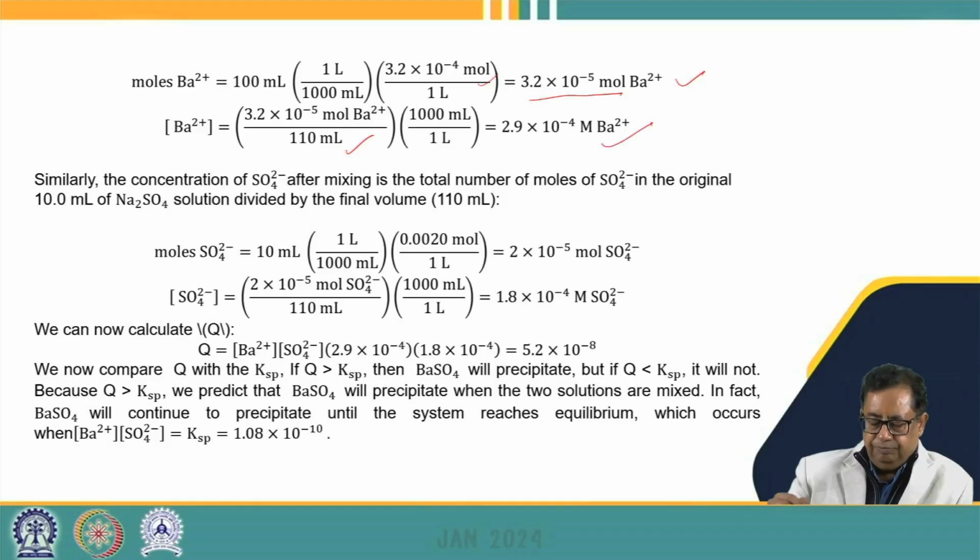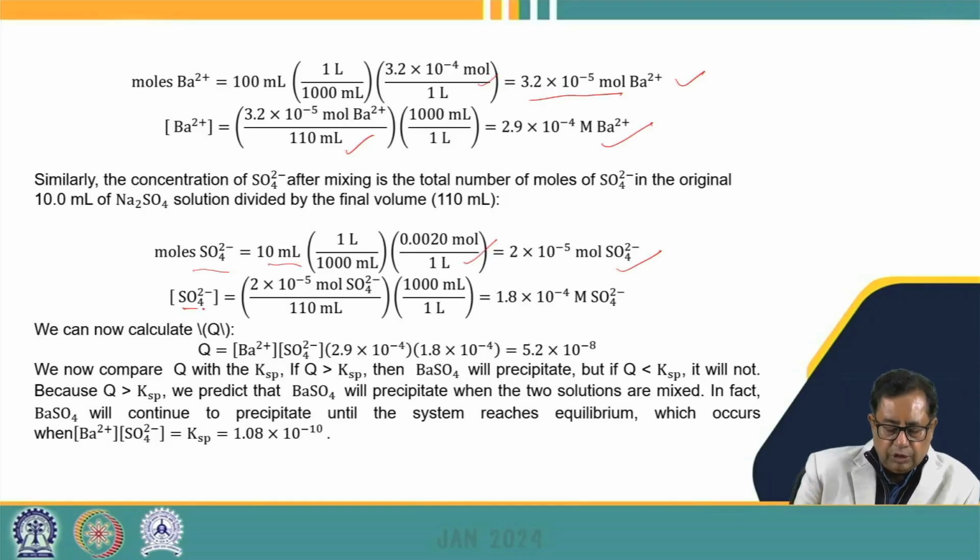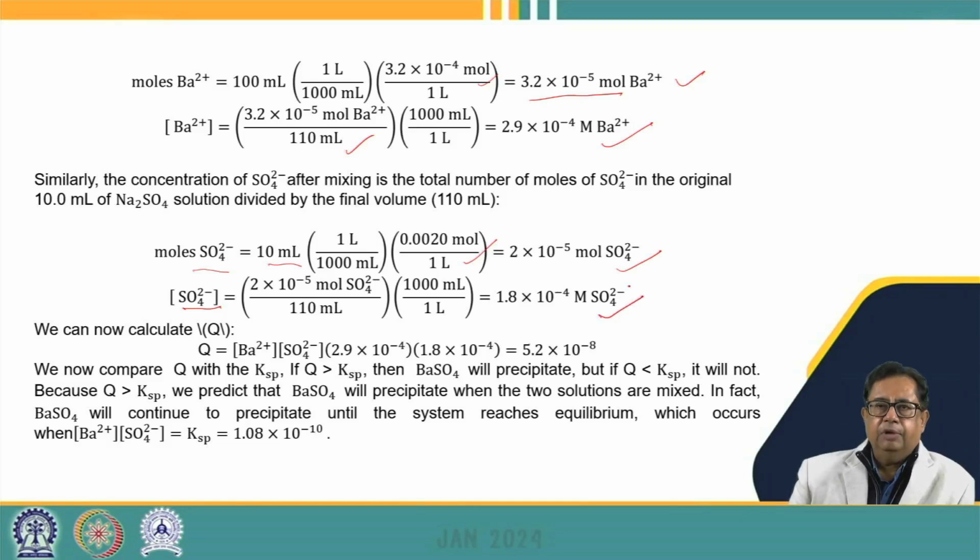Similarly, we can calculate the moles of sulfate present in the sodium sulfate solution. It is nearly 0.0020 moles per liter, and this is nearly 2 into 10 to the power minus 5 moles of sulfate present in 10 ml of solution. Similarly, we can calculate the molar concentration of sulfate in 110 ml of the solution. So now we get these two values: 2.9 into 10 to the power minus 4 molar barium and 1.8 into 10 to the power minus 4 molar sulfate.